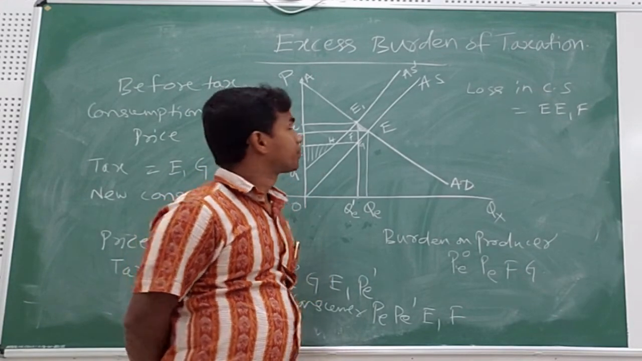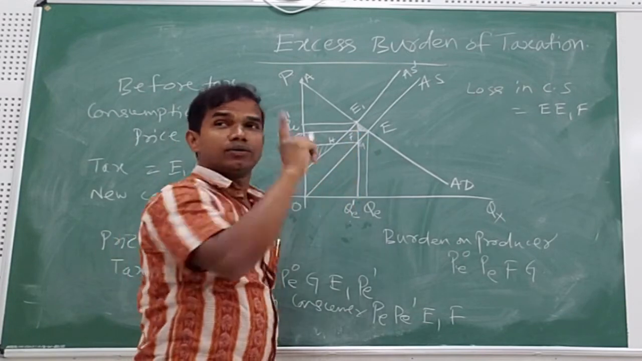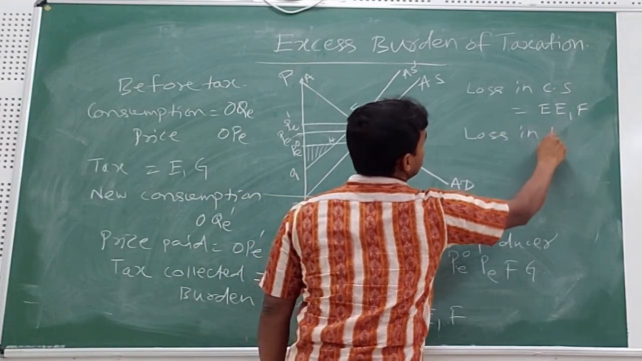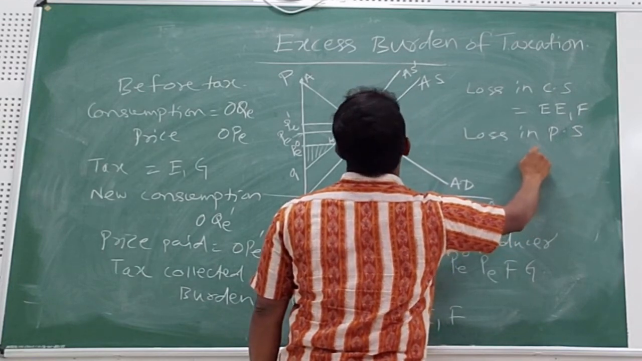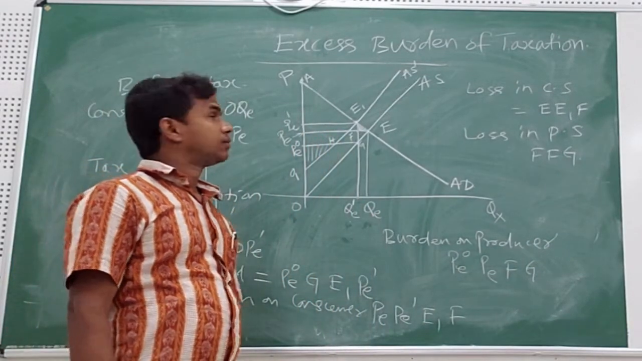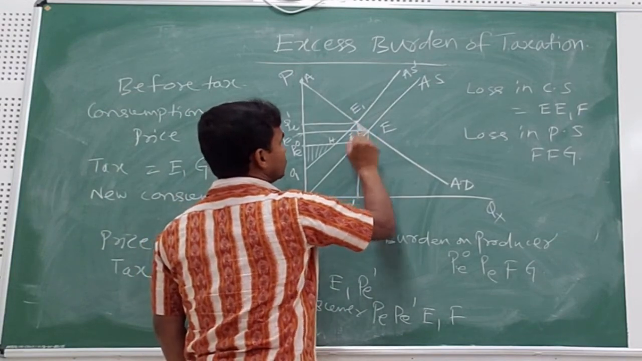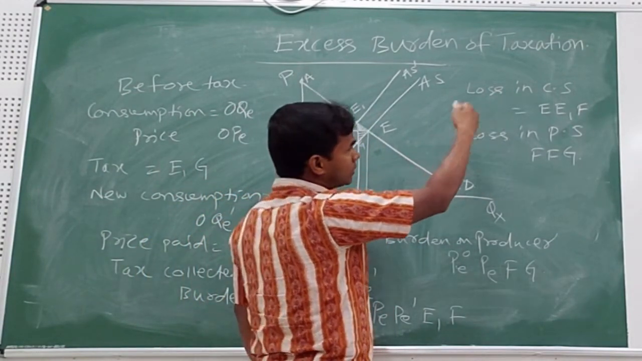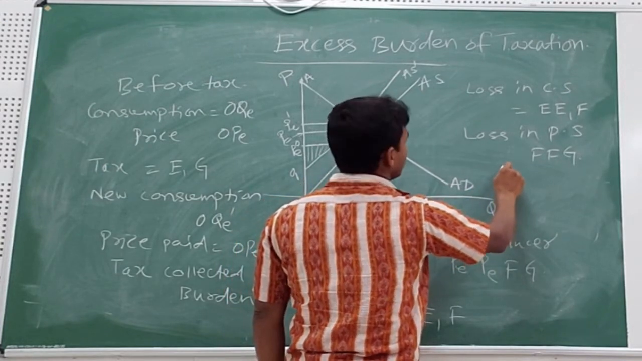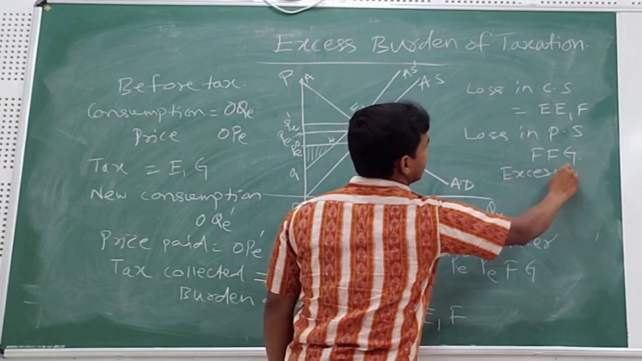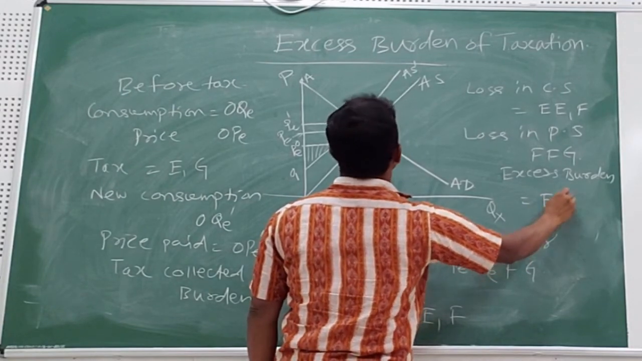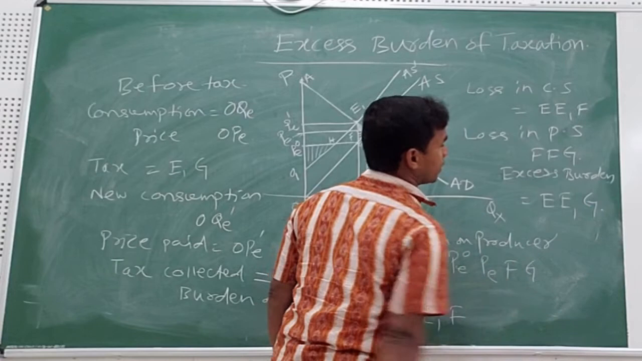What is the surplus lost? Yes, EFG. So now the loss in producer surplus is equal to E, F and G. Clear? So now the total loss: you can combine the loss in consumer surplus and the loss in producer surplus, and the aggregate loss, or you can say the excess burden of tax, is your E, E1 and G triangle, right?